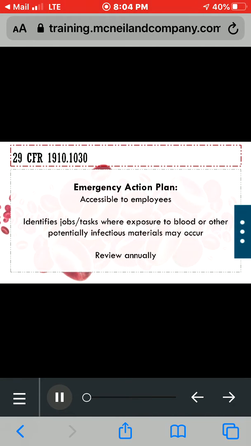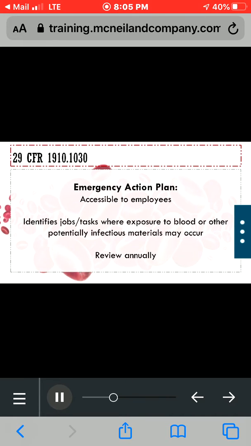This course is based on 29 CFR 1910.1030, OSHA's Federal Standard on Bloodborne Pathogens. The standard lays out guidelines and requirements for all employers and employees when there is a possibility of being exposed to blood in the workplace.